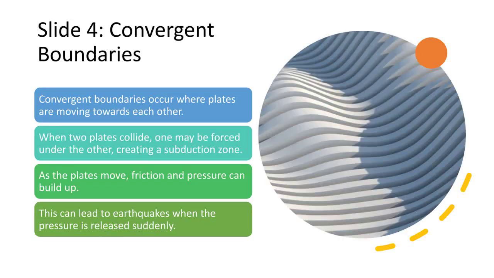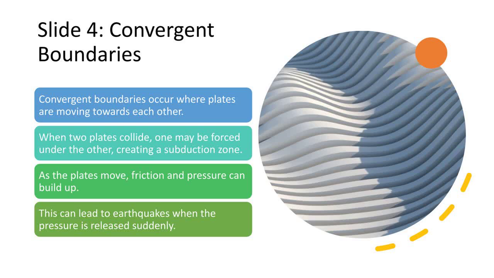Welcome to slide 4, where we will discuss convergent boundaries and how they relate to earthquakes. Convergent boundaries occur where two tectonic plates are moving towards each other, and they can create some of the most powerful earthquakes on Earth. When two plates collide, one plate may be forced under the other, creating a subduction zone. This process can lead to the formation of deep-sea trenches and volcanic activity.